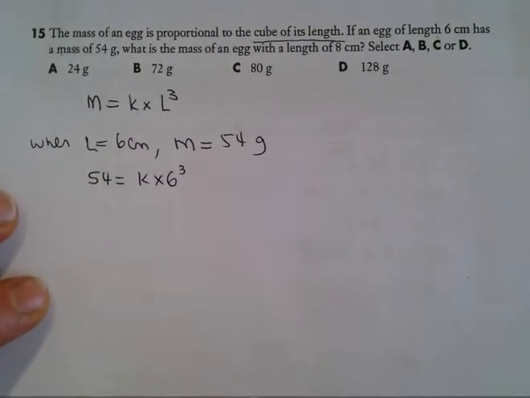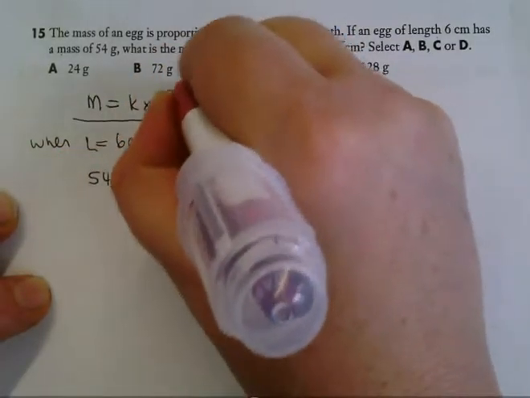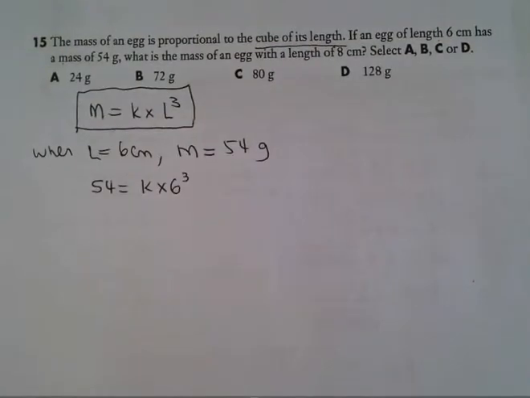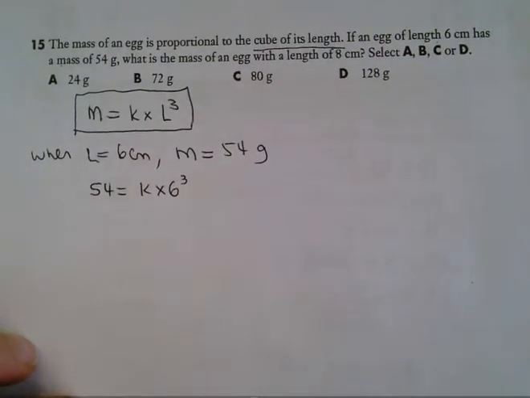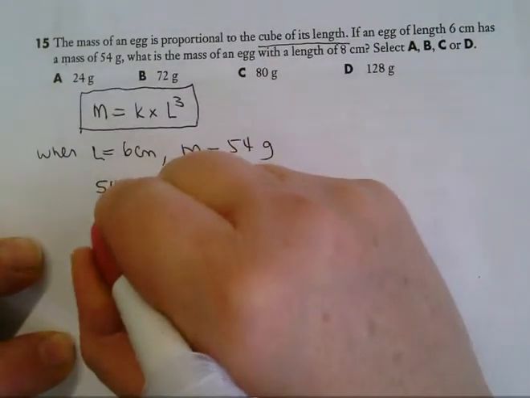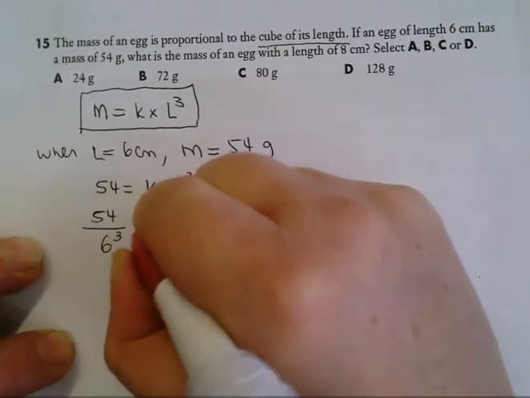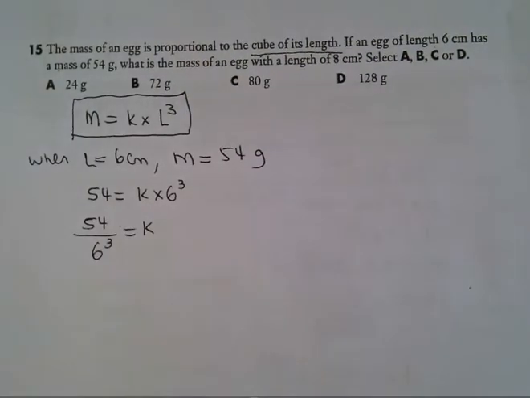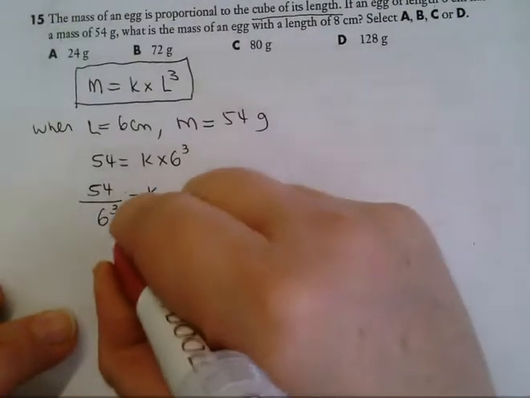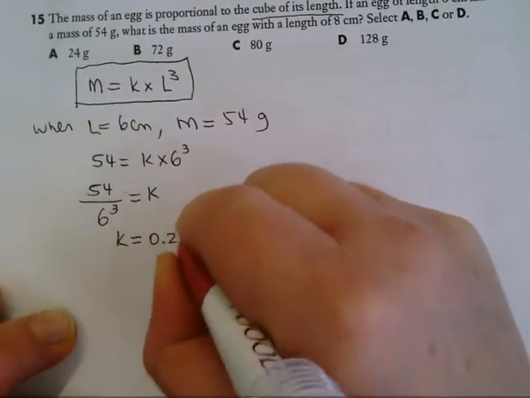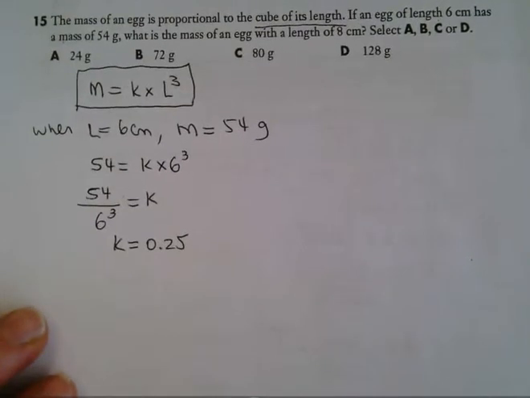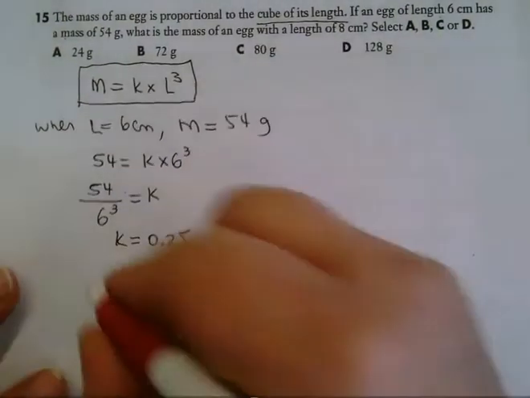Are we good? So girls, the first line is crucial. Mass is proportional to the cube of its length. M equals K times L cubed. The length is cubed, not the K. So we've got 54 divided by 6 cubed equals K, or you could work out that 6 cubed is 216 and do 54 over 216. What do we get? It's 0.25. Yep, it's a nice decimal that terminates, or you could leave it as a quarter, but decimal's nice and easy.